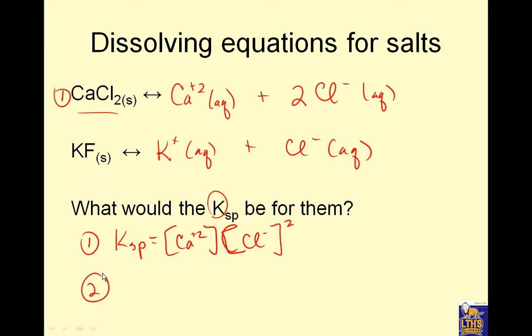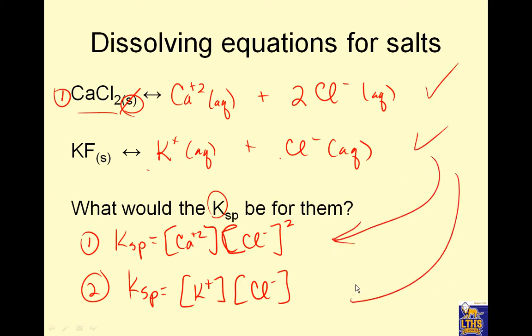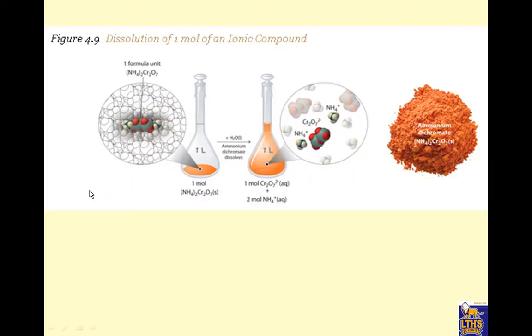The second one would be the KSP, the solubility product constant. Why didn't I put anything underneath? Because those are solids. Okay, so you've got potassium ions and you have chloride ions, no coefficients, so no squared. Okay, so you have to be able to write a dissolving equation and write a KSP for each dissolving equation. Solids don't go into the KSP because it's an equilibrium constant. A solid's concentration doesn't change. What does this really mean?